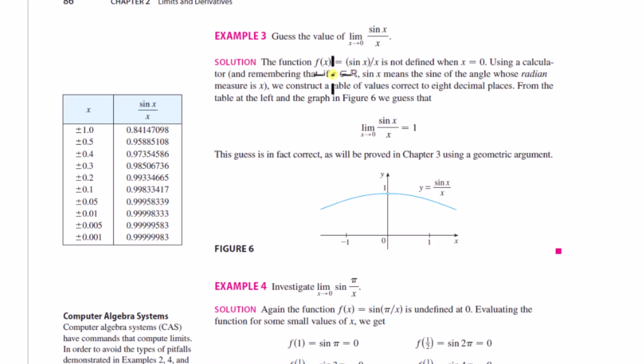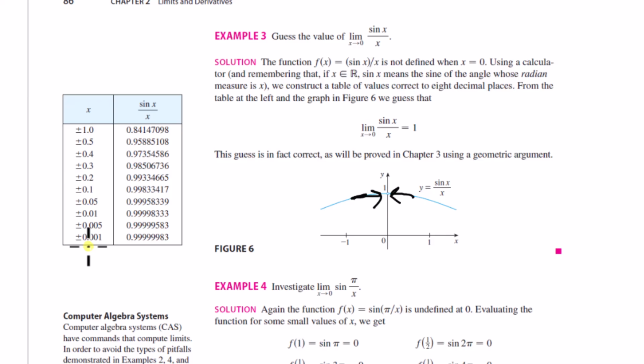Okay, so the function sine of x over x is not defined when x is equal to 0. And they just start plugging in x values closer and closer to 0. And it looks as if sine of x over x is approaching 1. Okay, so it's not defined at x equal to 0, but so what? Who cares? It looks like coming from both directions, we're getting closer and closer to 1, right?